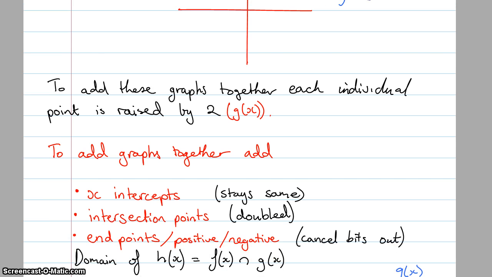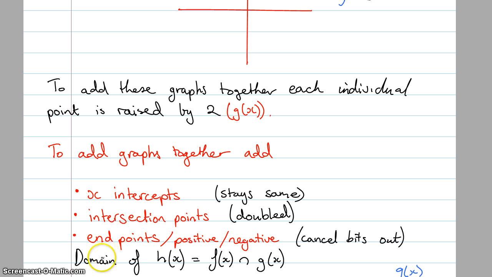A couple of the rules that I go through: the x-intercepts of either graph, the other graph stays the same. I'll show you that in just a second. I'll just go through the rules first. The other thing is, when the graphs intersect each other, the y values are doubled on the new graph. Again, I'll show you that in a second. And the other thing that I look at is any endpoints, because they're usually labeled, so it's easy to know what the y value is, and you can just add that y value to the other point. And anywhere you've got a bit that's above the x-axis at about the same spot as a bit that's below the x-axis on the other graph, those two bits cancel themselves out. Again, I'll show you in a second.